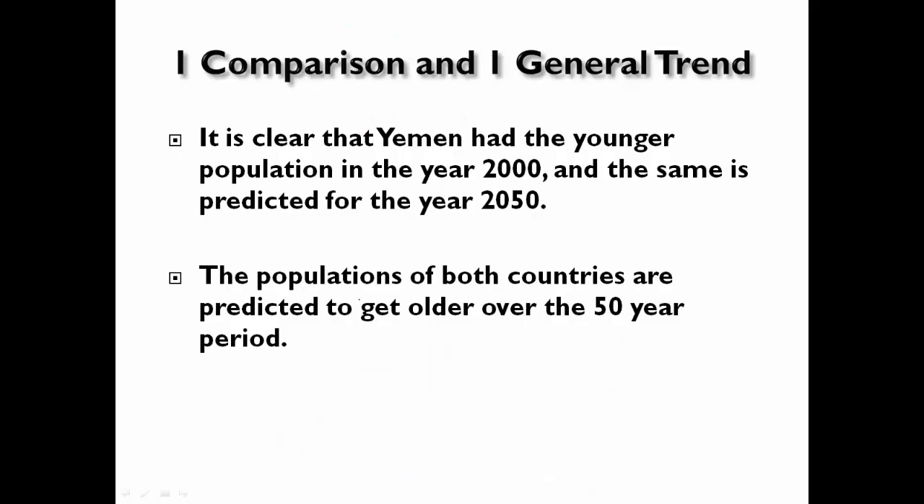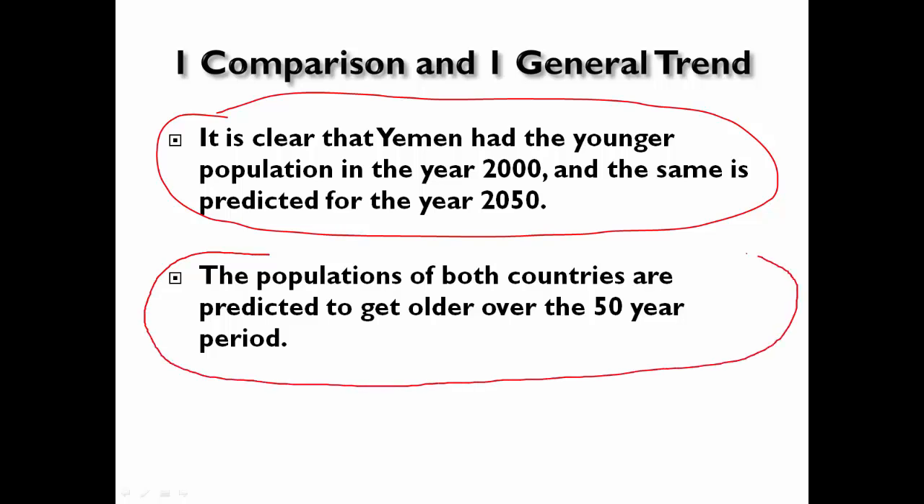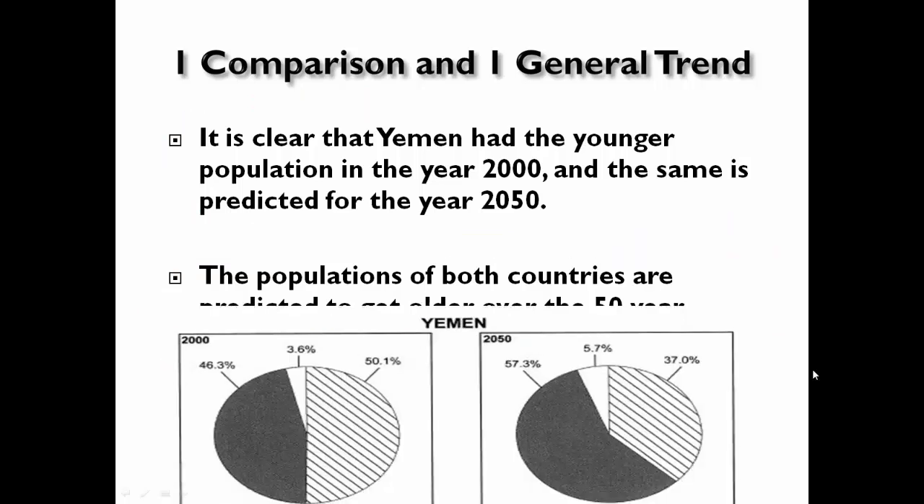So our two things are one comparison and one general trend over time. It is clear that Yemen had the younger population in the year 2000, and the same is predicted for 2050. The populations of both countries are predicted to get older over the 50-year period. So I've made one comparison between the two countries, and one general trend for both countries.